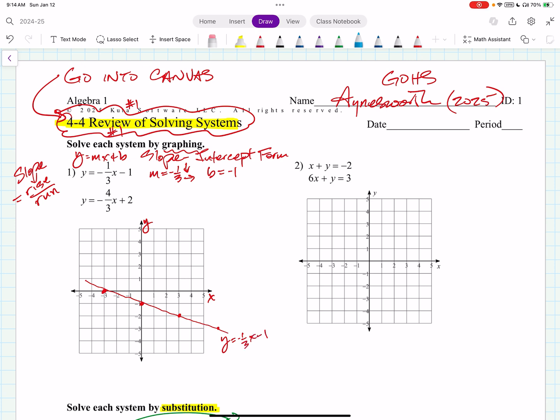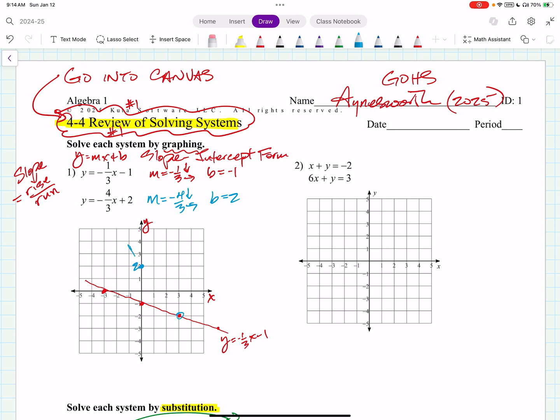Now the other one is a little bit different. Your slope is negative 4/3, which means we go down 4, right 3. Negative 4 means down 4, as opposed to positive, up. And the denominator is 3, it's positive, so you go to the right versus the left. The y-intercept is 2, so I'm going to start at 2 on the y-axis. Then you go down 4, 1, 2, 3, 4, right 3, 1, 2, 3. We landed right there.